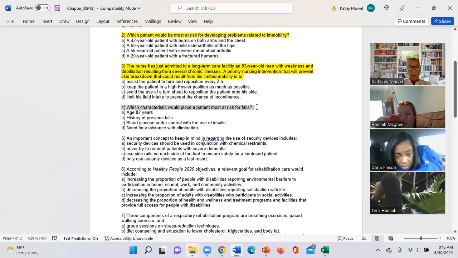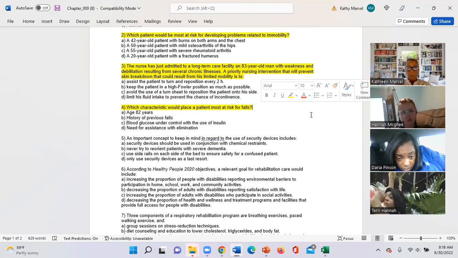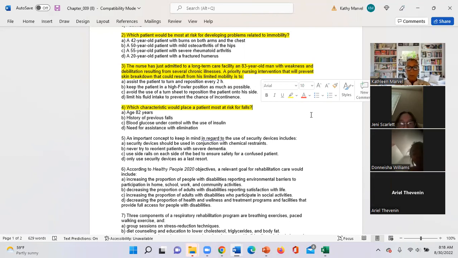What about number 4? B. Anybody else agree with B or have another answer? Yes, I agree with B too. Okay, B is the correct answer.